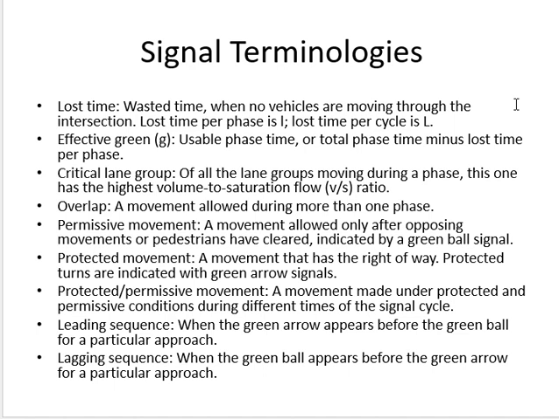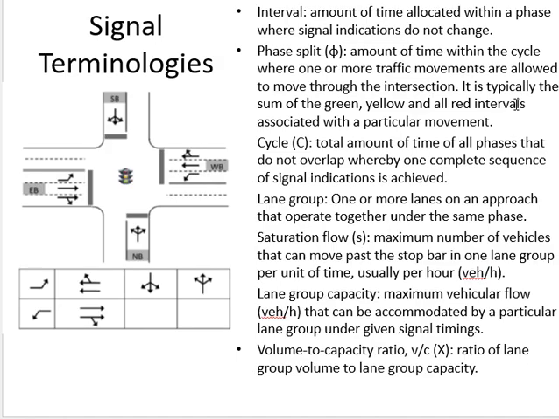Critical lane group. Let's say I have a phase in which all these 3 lanes are going together. These 2 are part of one lane group because they have the same movement, and this is part of another lane group. I am giving the phase for this lane group and the left turning lane group at the same time, so they are overlapping.